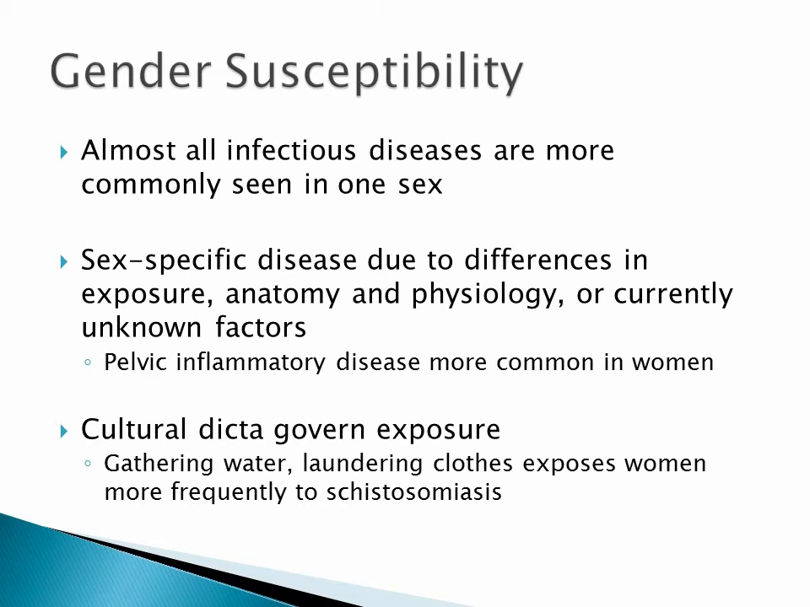Gender susceptibility. Many infectious diseases are more commonly seen in one sex. Sex-specific diseases are due to differences in exposure, anatomy and physiology, culture, or currently unknown factors. For example, pelvic inflammatory disease is more commonly seen in women. You'll also see schistosomiasis more commonly in females because in certain cultural areas, gathering water and laundering clothes expose women to these types of diseases more often.